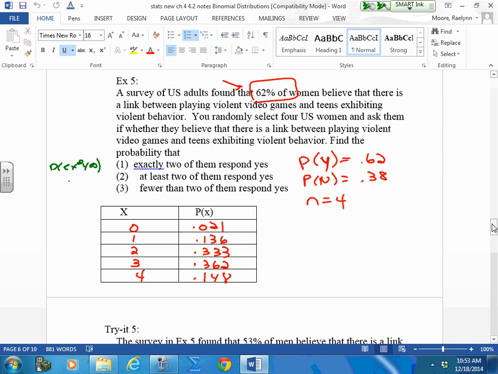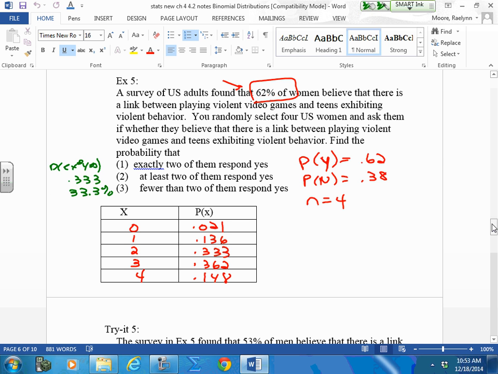0.333, so 33.3%. There's a 33.3% probability that of the 4 people I asked, exactly 2 of them said they believed there's a link between watching the games and being violent and having violent behavior. And that would be a pretty good, strong probability there.